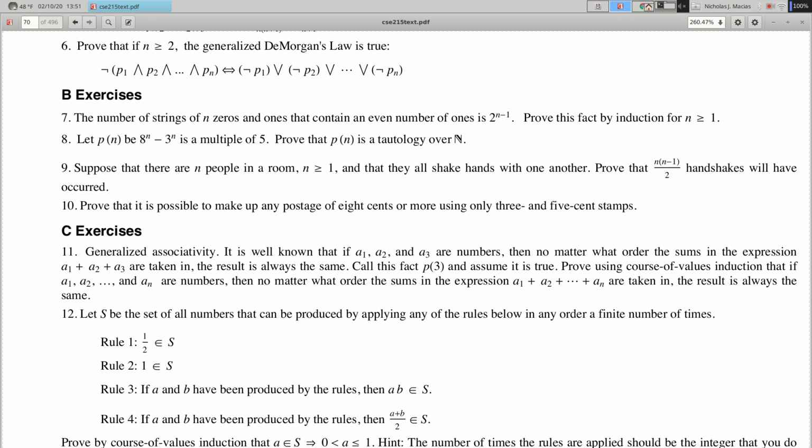So if this is the number of handshakes, the difference should always be n. Intuitively we know the difference should always be n, and mathematically, the difference is always n. Somehow we have to show that.